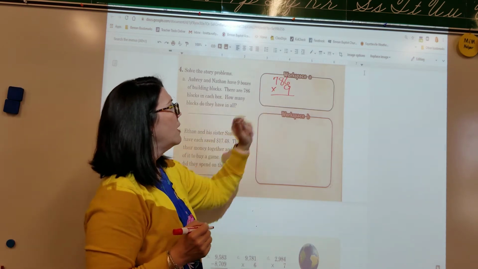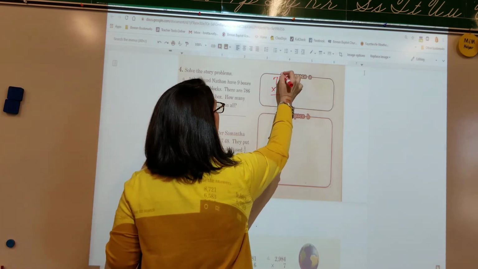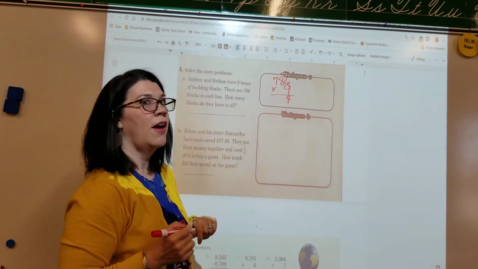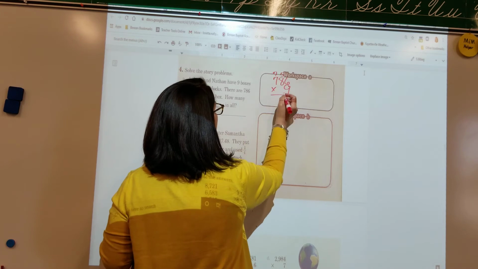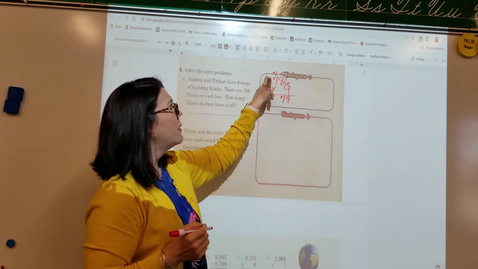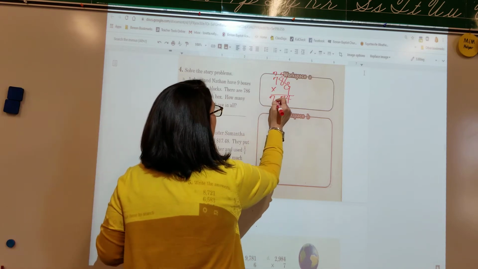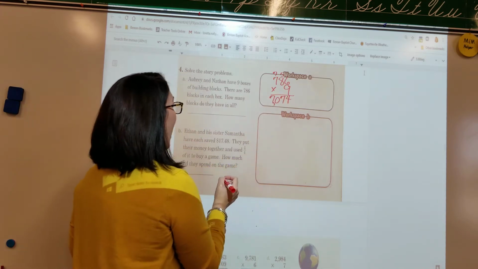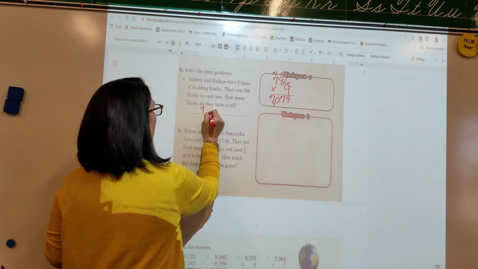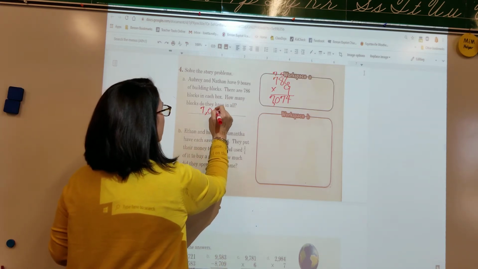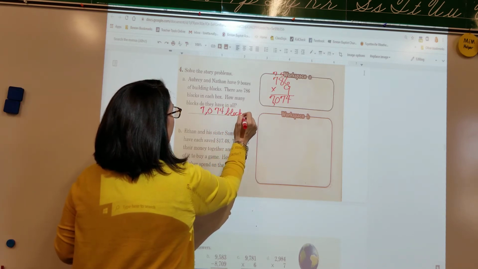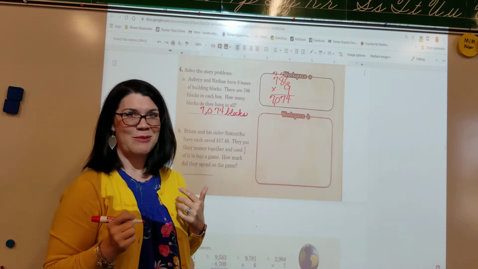So 9 times 6 would give me 54. 9 times 8 is 72, plus 5 is 77. 9 times 7 is 63, plus 7 would give me 70. Don't forget your comma there. So how many blocks do they have in all? 7,074. My, I don't even know where you keep all that. 7,074. Hey, don't forget your label there, blocks, okay?